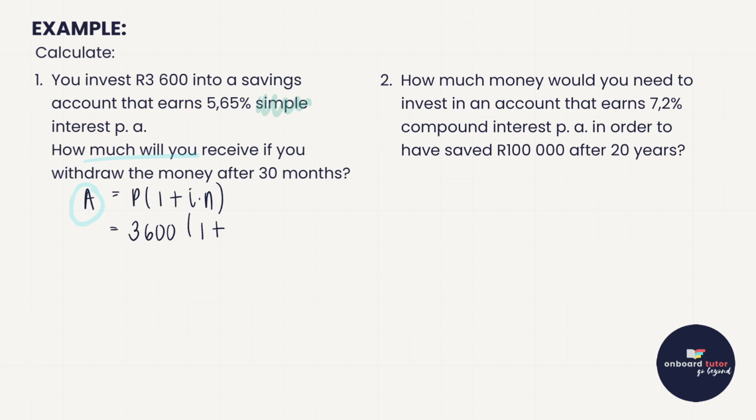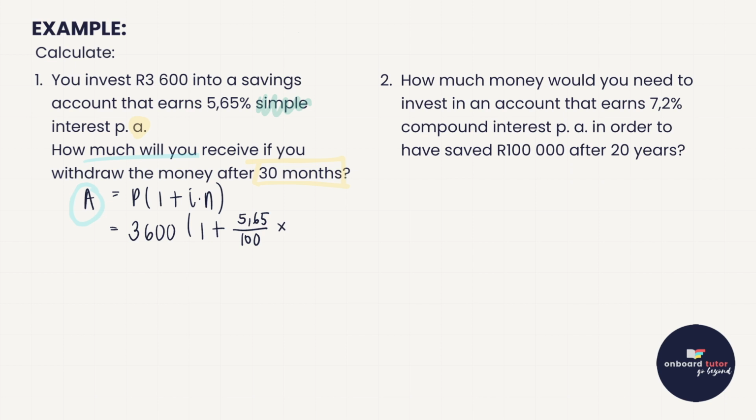Here i is the interest rate as a percentage. So I can either type in 5.65%, or what I like to do, because it involves very little thinking, is just taking 5.65 and putting it over 100, because that's what percent means, per 100, per century. And then, this is simple interest, so we need to multiply by n, the number of years. Because this is an annual thing, per annum, and they are asking me here 30 months. So that's a bit of a sneaky question.